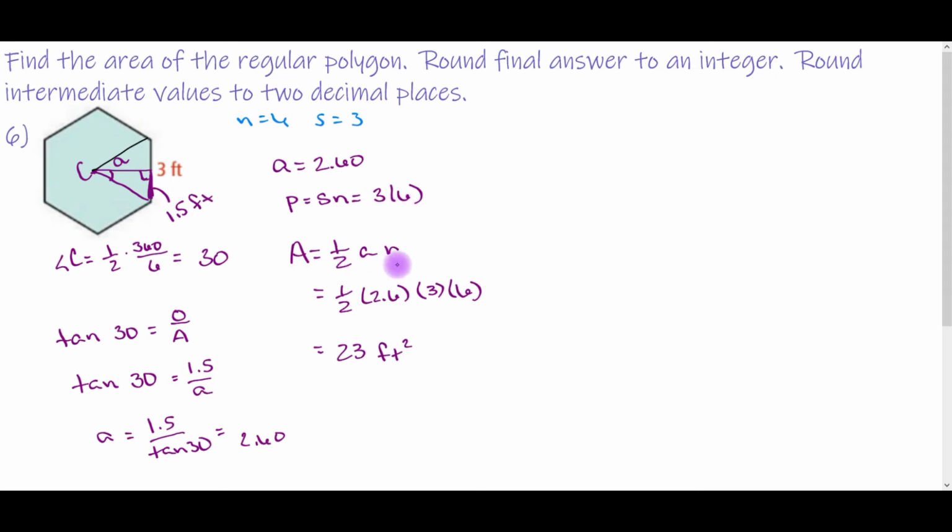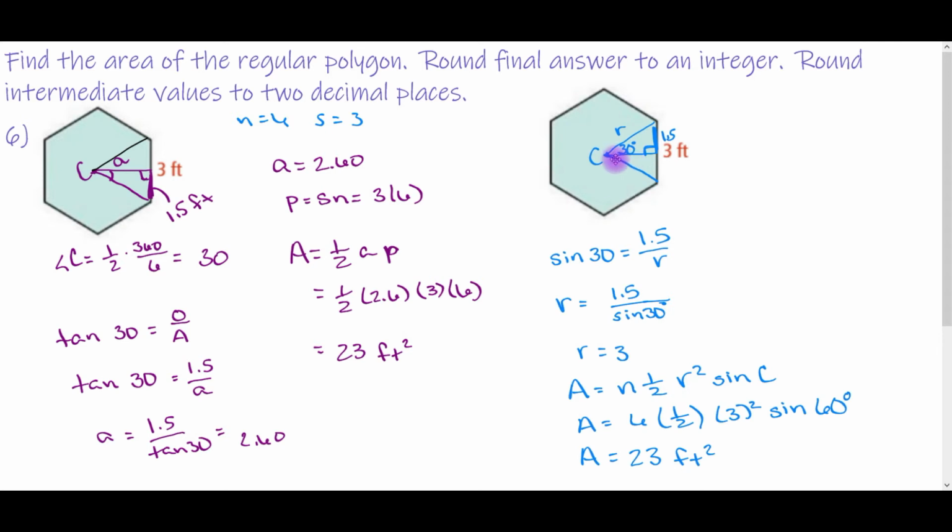And so then I can plug into my formula, which is area equals 1/2 A times P. So for the 1/2, I'm going to fill in my apothem measure and then my P, which is my side measure times the number of sides, and we end up with 23 feet squared. In the second method, we're going to work similarly, but instead of trying to find the length of the apothem, we're going to actually find the length of the radius.